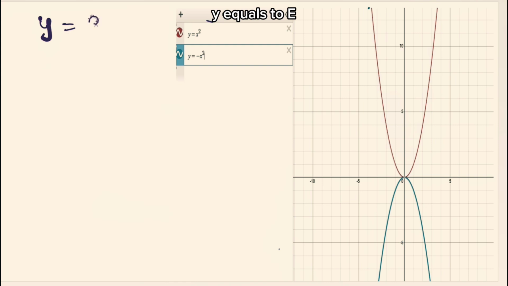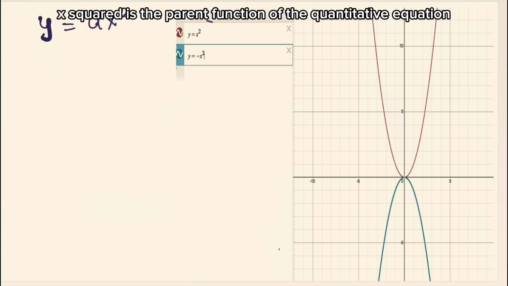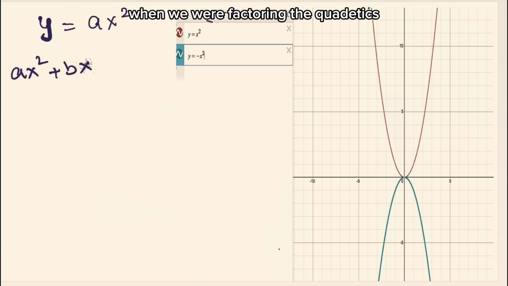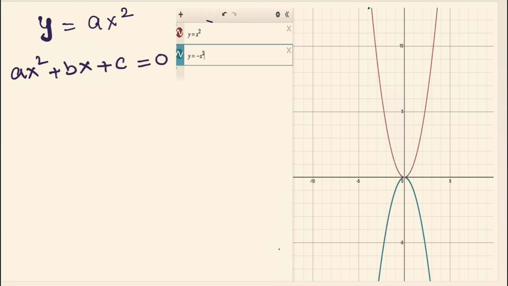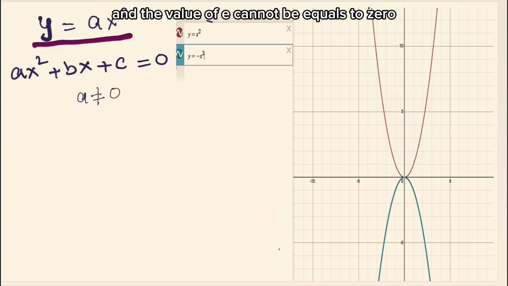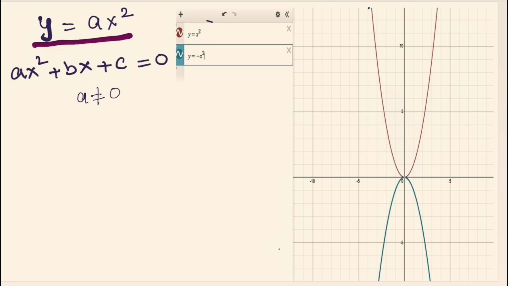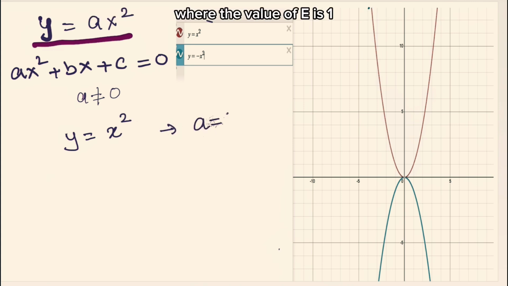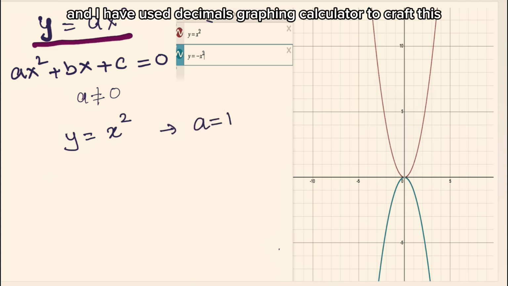y equals ax squared is the parent function of the quadratic equation. We have already discussed the standard form of a quadratic equation when we were factoring quadratics, but the basic parent function is written as y equals ax squared, and the value of a cannot be equal to 0. The simplest form of the parent function is y equals x squared, where the value of a is 1, and I have used the Desmos graphing calculator to graph this.